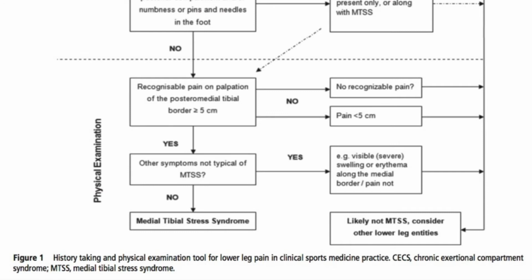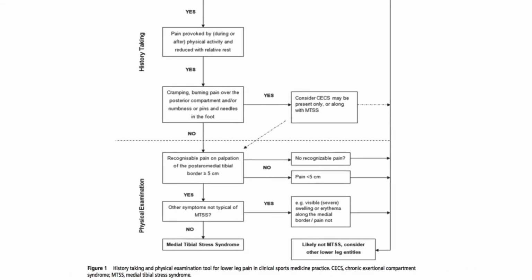And within that, they're looking for any visible or severe swelling or erythema along that medial border, and then you were considered likely to not have MTSS. If you did have the typical symptoms, you headed down and you're into this medial tibial stress syndrome basket and characterized as having it. If you didn't, you were likely not MTSS and you had something else.